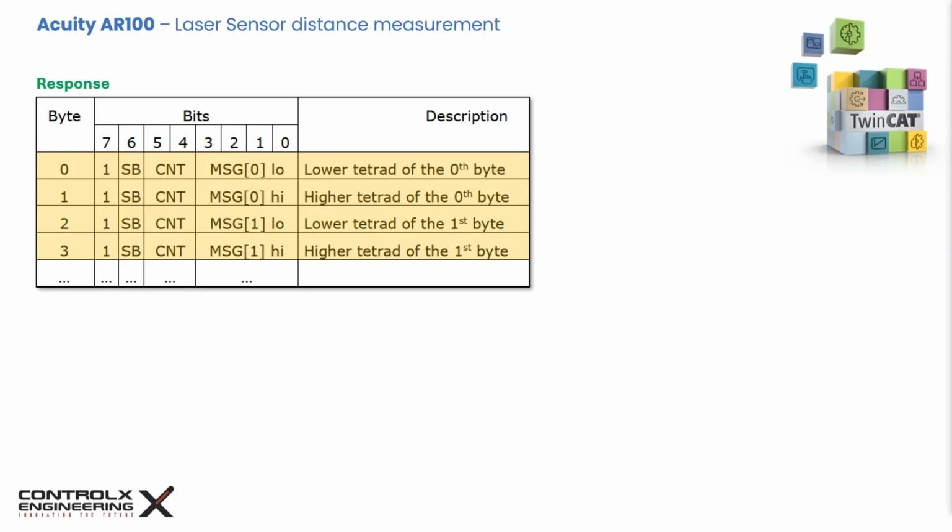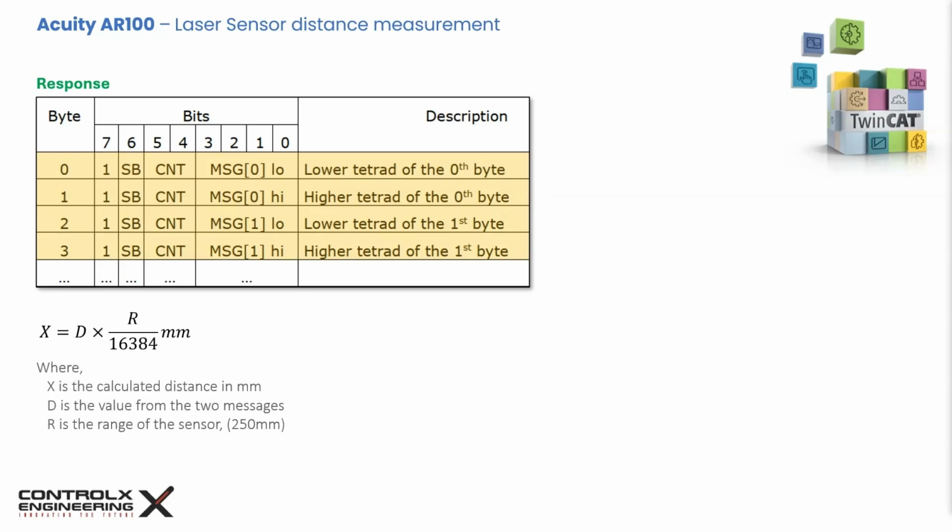Once we have retrieved the message bytes and formed the complete message indicating the distance, we have to use this formula to determine the distance in millimeters. Here D comes from the message bytes and R is the range of the selected sensor. For the sensor I'm using, the range is 250 millimeters. Let's try an example to see how this works.